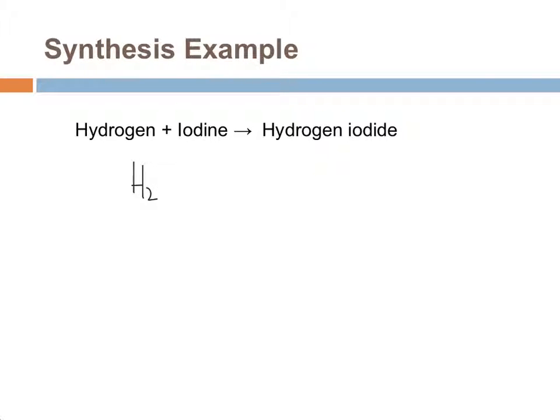Now let's take a minute and write this out. So hydrogen and iodine are both diatomic, and that is going to produce HI. To balance, we're going to put a 2 in front of the HI, and this would be an example of a synthesis reaction because we have two elements combining to make one compound.